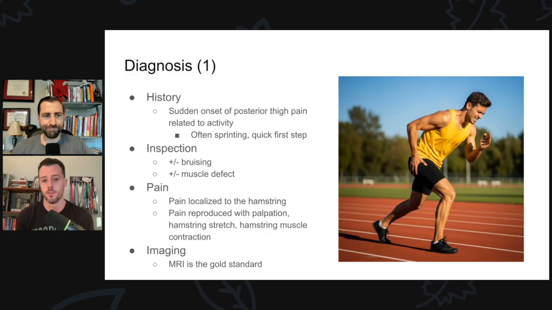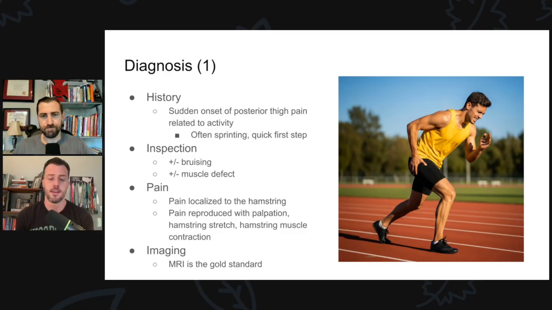Now, when we're looking at them, they might have bruising, they might not. I think more often than not, they will. But just because they don't have bruising, don't think it's not a hamstring strain. I don't think that's needed for the diagnosis. Sometimes, too, depending on the grade, and we'll get into one of the grading systems, we may see a defect. And what this would be is when you're looking at someone's hamstring, you actually see a divot in the muscle belly. And I think that's often a sign that it's a more severe injury. So we'll talk about that a little bit coming up, but you do want to be on the lookout for that.